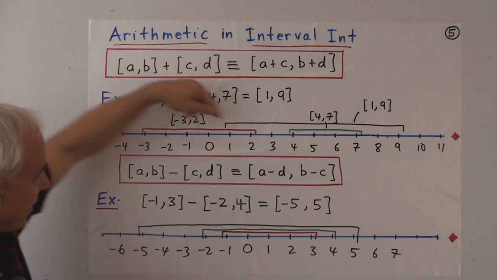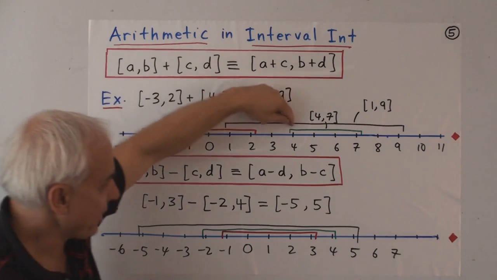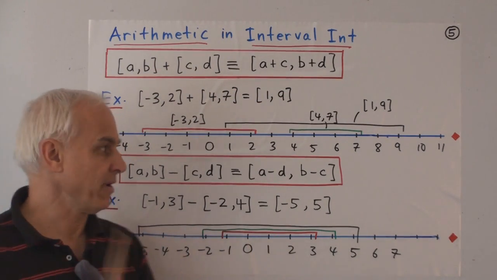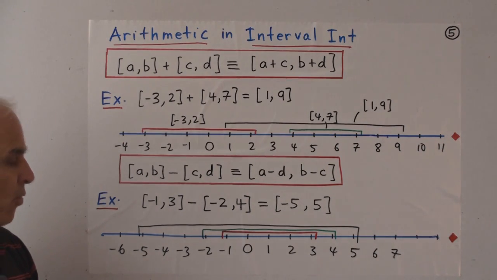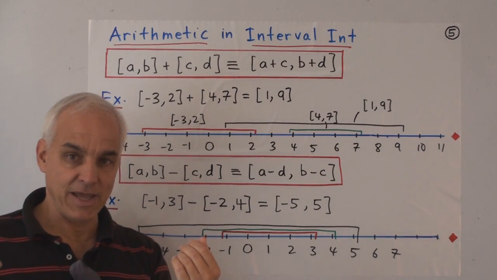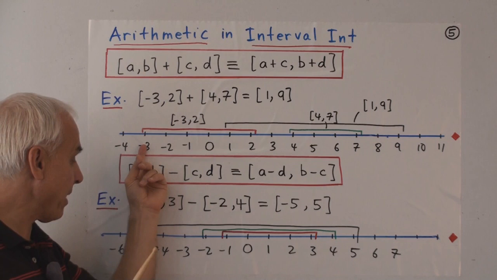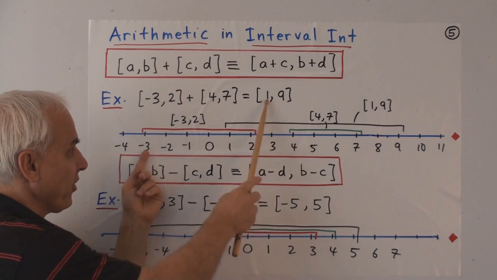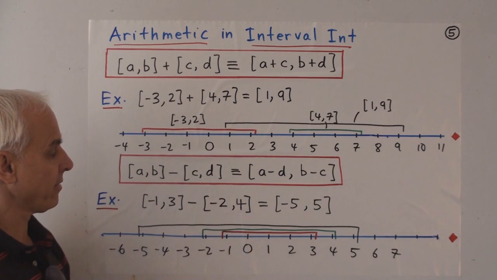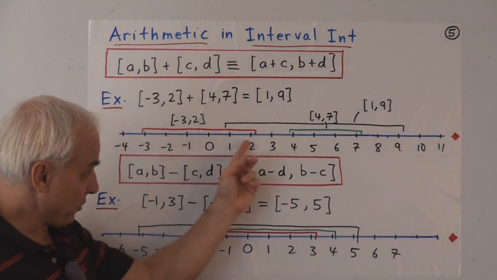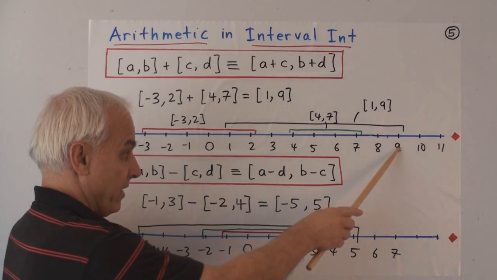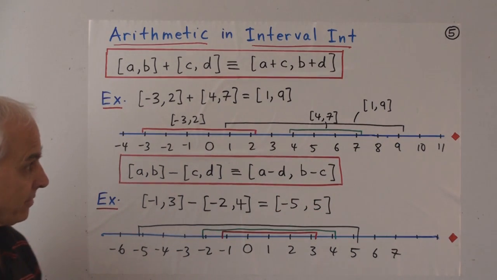Now if you take a number in this range and another number in this range and you add them, what are the range of possibilities? Well, the smallest value you can get is by taking the smallest number here and the smallest number here, minus 3 plus 4. So the smallest number you could get would be 1. The biggest value you could get would be to take the biggest number here and the biggest number there and add them. You would get 9.